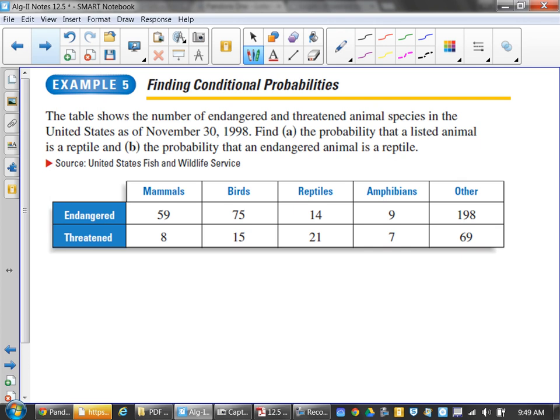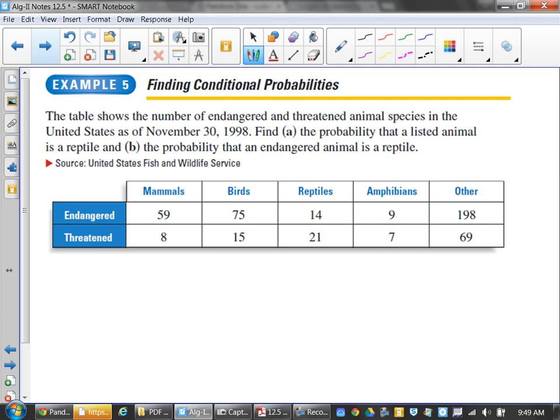So a lot of times what you can do, you can't show them the same, by the way. When you're looking at a table, you do conditional probabilities rather easily. So if you're reading out the table here, it's saying the number of endangered and threatened animal species in the United States as of November of '98. This is well up to date, ladies and gentlemen. Find the probability that the listed animal is a reptile, and B, the probability that the endangered animal is a reptile.